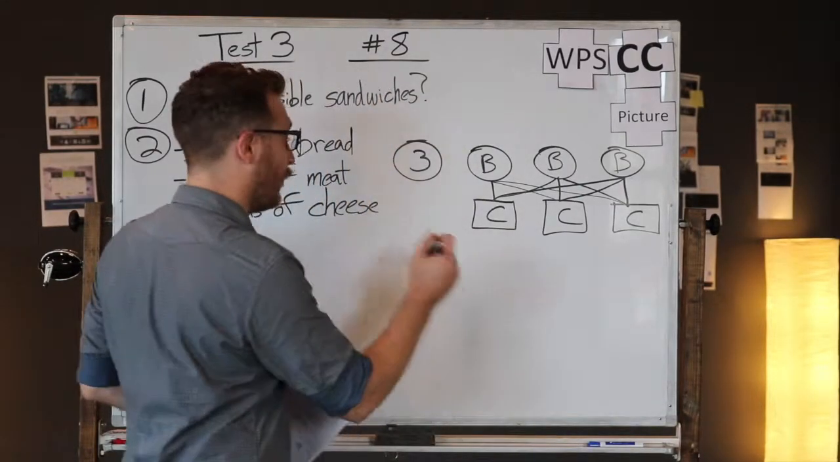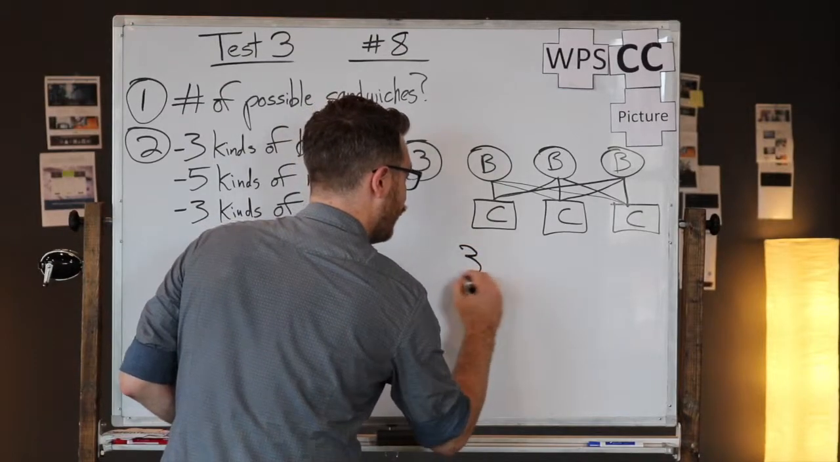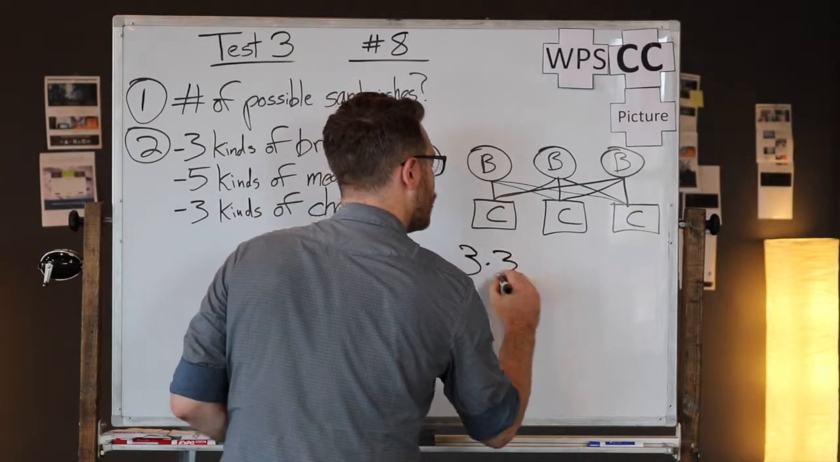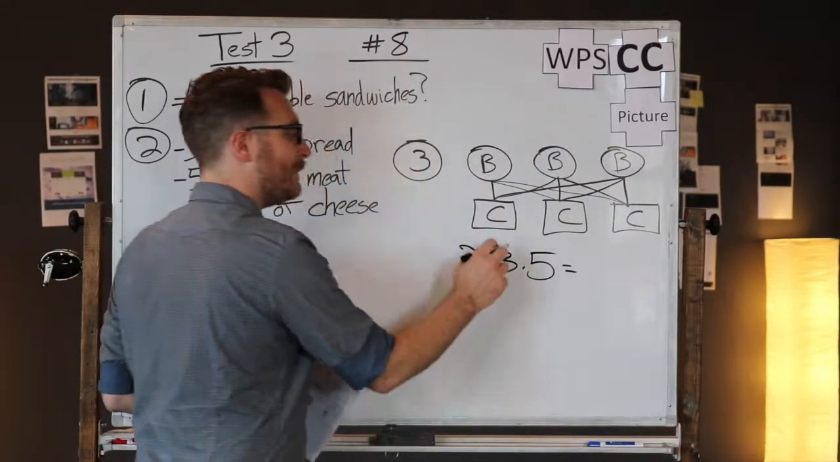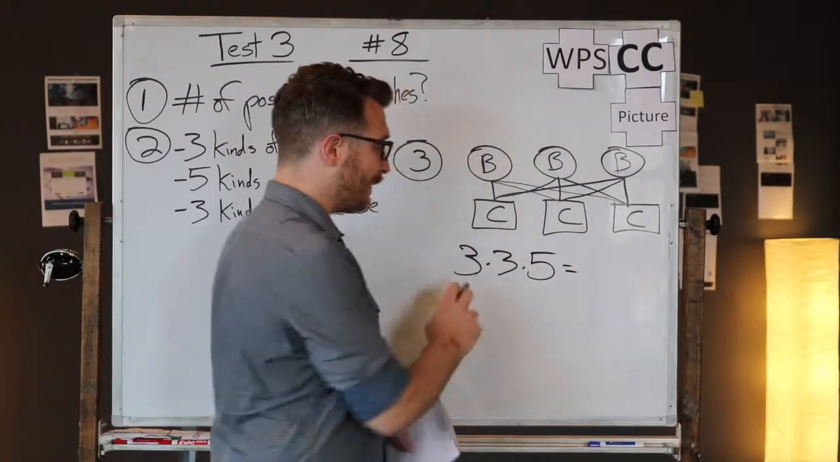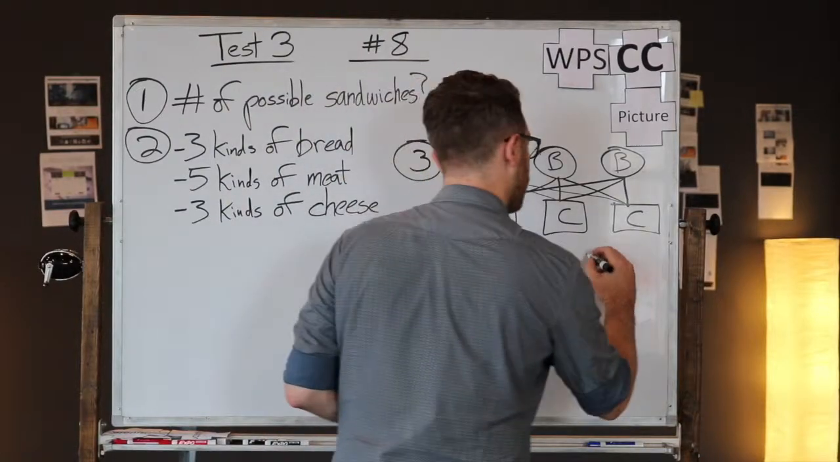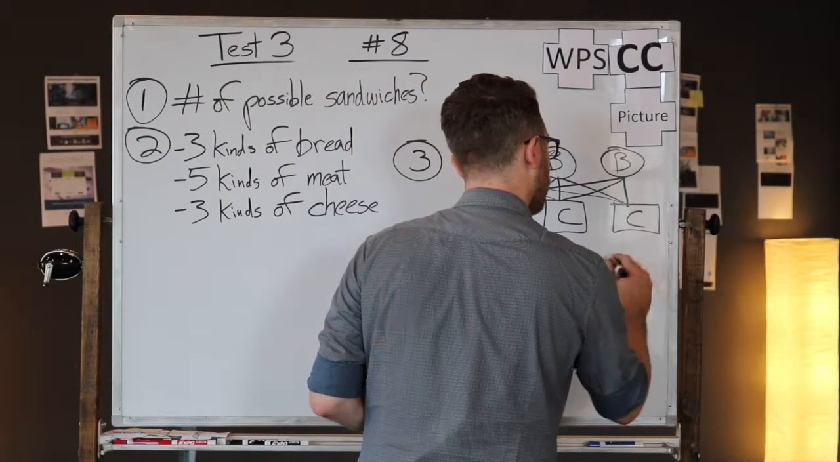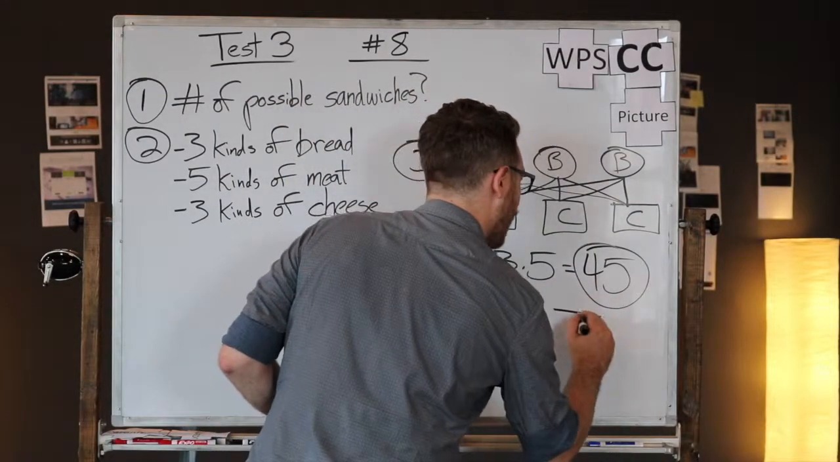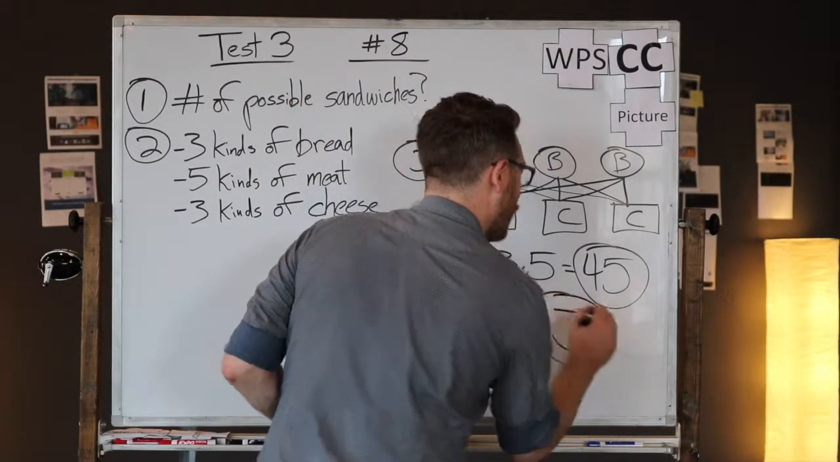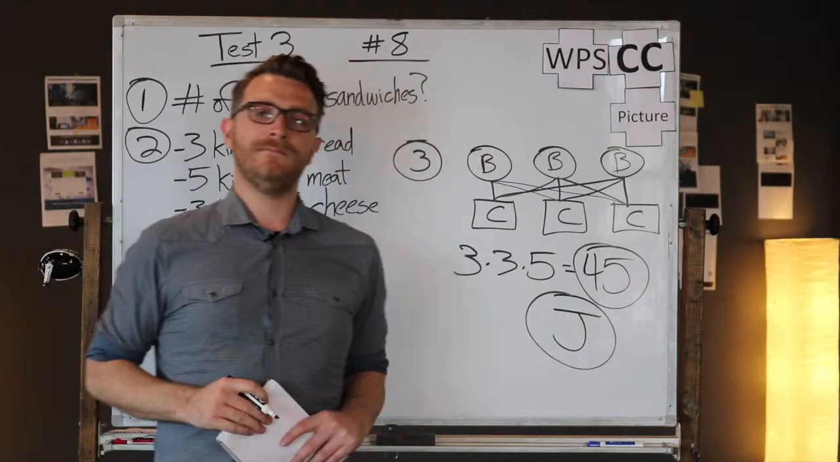Now we can add back in our more difficult number of 5. We don't need a picture for the rest of this problem. I'm going to multiply 3 times 3 times 5. 3 times 3 is 9, times 5 equals 45. You can also do that in your calculator. And 45, you will find, is letter answer J. Excellent job.